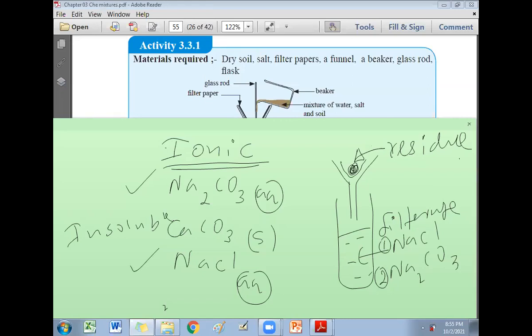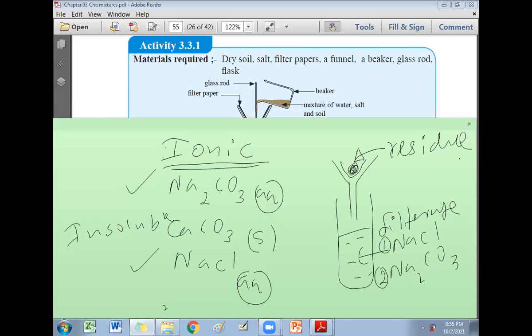Is that clear? Right. Now, one more thing you can learn here. Some ionic compounds are completely soluble in water. Some ionic compounds are insoluble in water. Please write that in your short notebook. All the ionic compounds are not soluble in water. You can write it this way, not some: most of the ionic compounds are soluble in water.